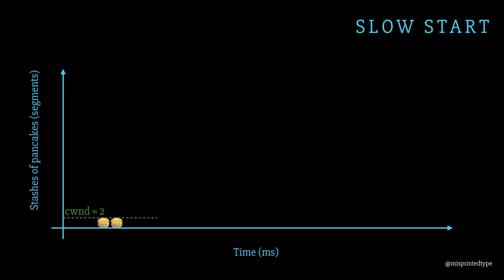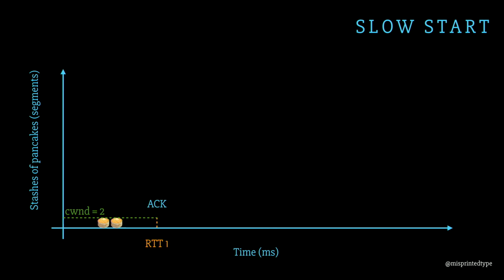The horizontal axis is the time, the vertical one is the batch of pancakes or the segments. The default initial value in real-life servers is 10 segments, so we start with this, but as we started with 2, let's go with that. It's also easier to count on the slides. The congestion window value is 2.